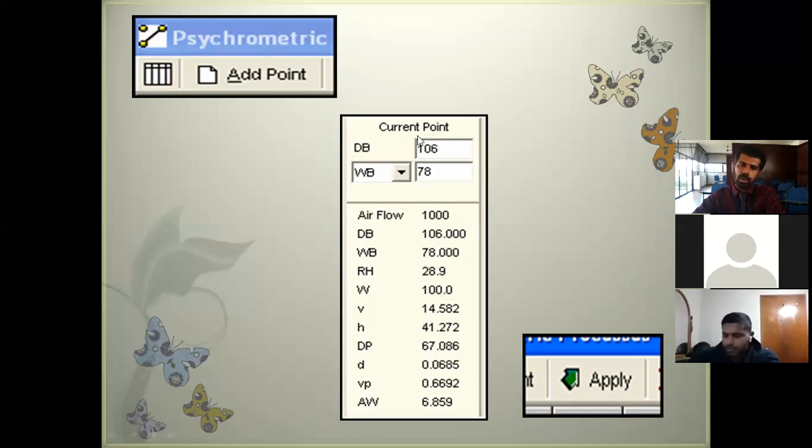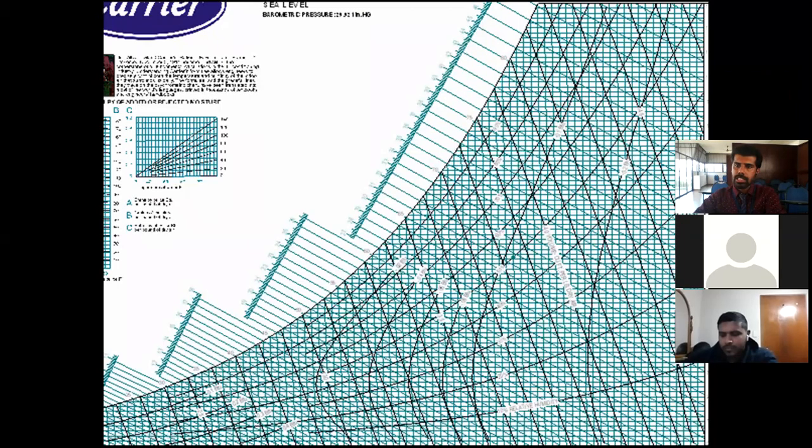When you get these values, you have to give apply. There is an option on the top, apply. You just give apply, and automatically on the chart you will get this. You can see a red line or a red dot.